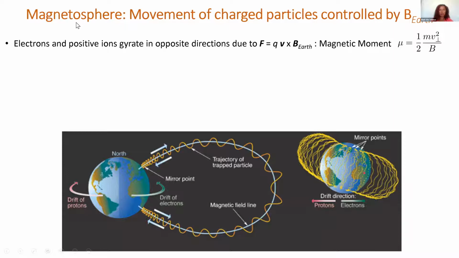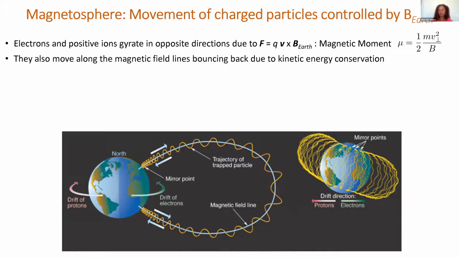So the movement of charged particles in the magnetosphere is controlled by the magnetic field. So how do the particles move? The first thing is that electrons and positive ions gyrate in opposite directions. They make this circular movement, which we call cyclotron movement, in opposite directions due to the magnetic force. And from that, we can deduce the magnetic moment, which is an adiabatic invariant of this system.